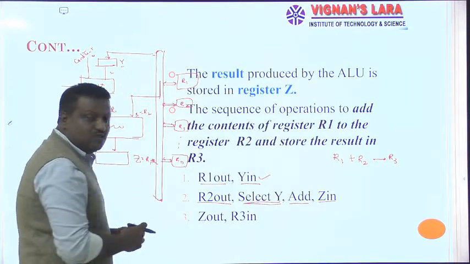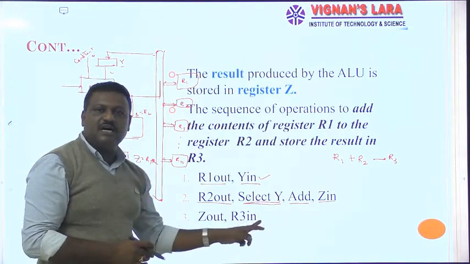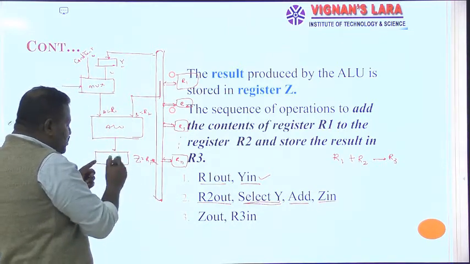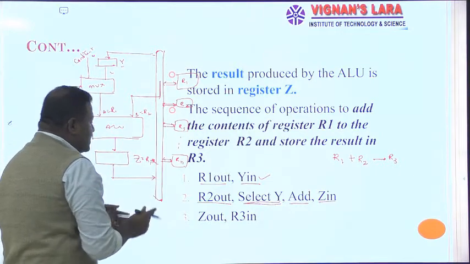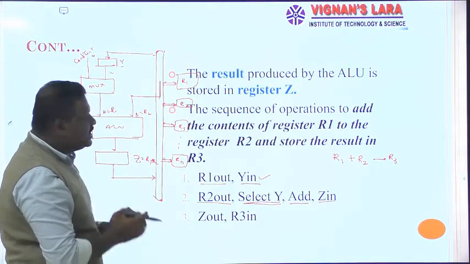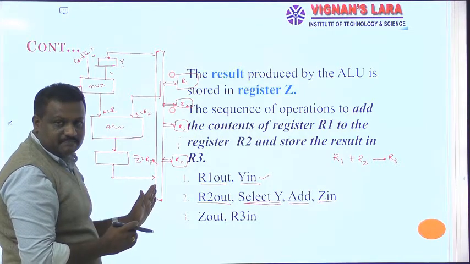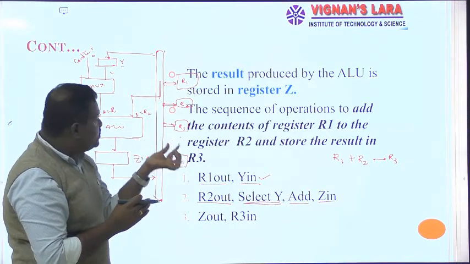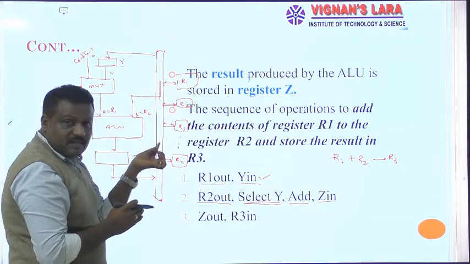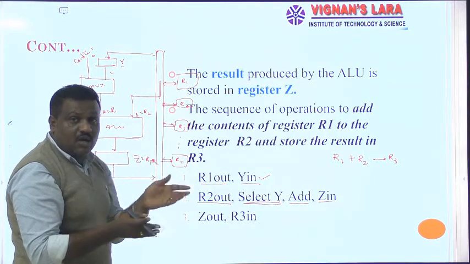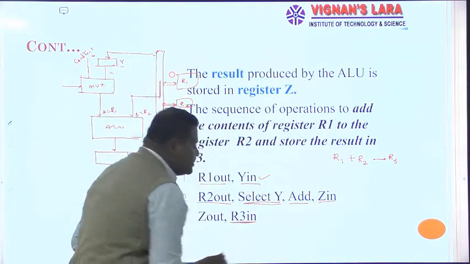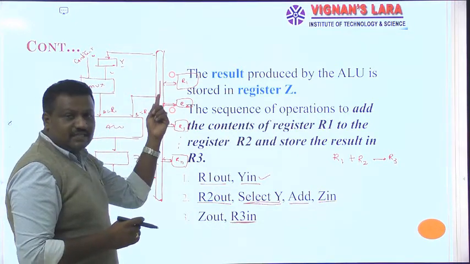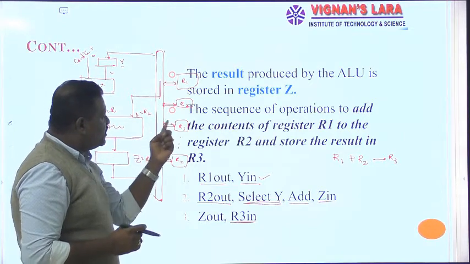For that I do one more operation, that is Z out comma R3 in. This Z out is again a control signal. Its job is that whatever value was there in Z is simply transferred to the internal bus. Now my result is available on this internal bus. That value I have to transfer to the destination register R3. Whatever value is present on the bus is taken by register R3 only when the control signal R3 in is active. Once R3 in is active, whatever data was present on this bus is copied onto register R3.